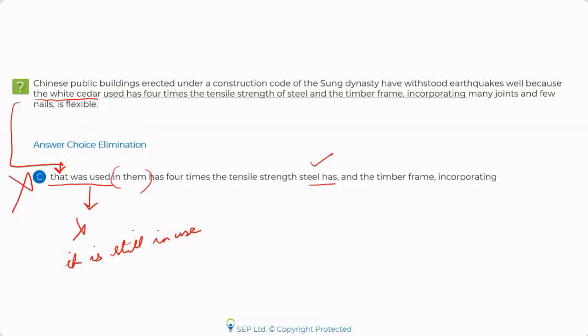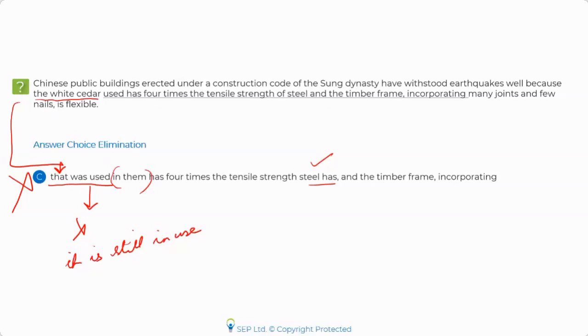"In them" is also redundant, Julia, but I wouldn't say grammatically it's really wrong. And logically, pronouns in GMAT have to be taken with a pinch of salt, Julia. As long as there is no ambiguity, like you wouldn't say that the cedar is used in the earthquakes, right? It makes more sense to say the cedar is used in the buildings.